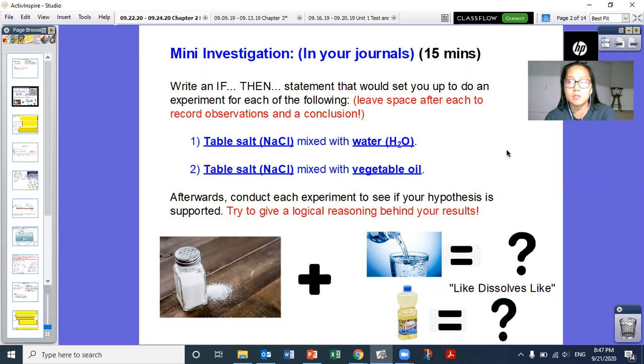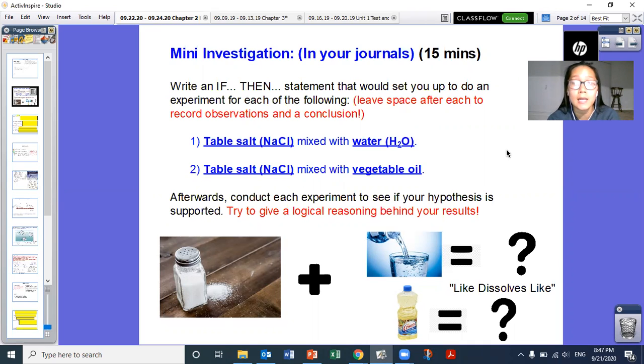And when we looked at the results, we actually saw that the table salt, for the same quantity of table salt poured into each solvent, right? The liquid, the water or the vegetable oil, the salt dissolved inside of the water, but it did not dissolve inside of the oil, okay? And from seeing that, and from talking about the structures of these, right? Because we know that NaCl is ionically bonded to each other.